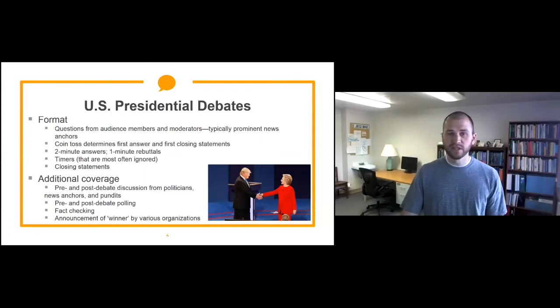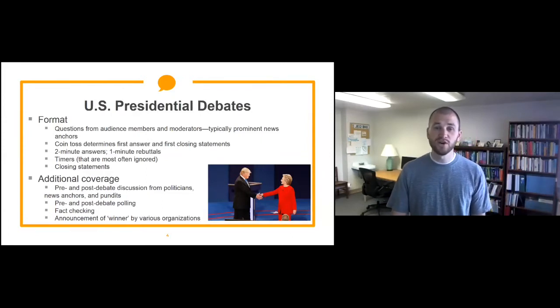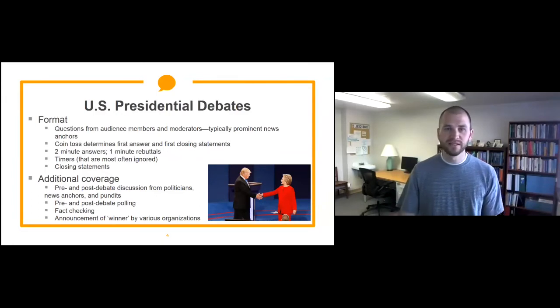There are timers, but these are almost always ignored. If you've ever watched a US presidential debate, you wonder why they keep time at all, because the moderators have a difficult time cutting off the 2 candidates, and typically they talk as long as they want when they want. But then they make some closing statements at the end.